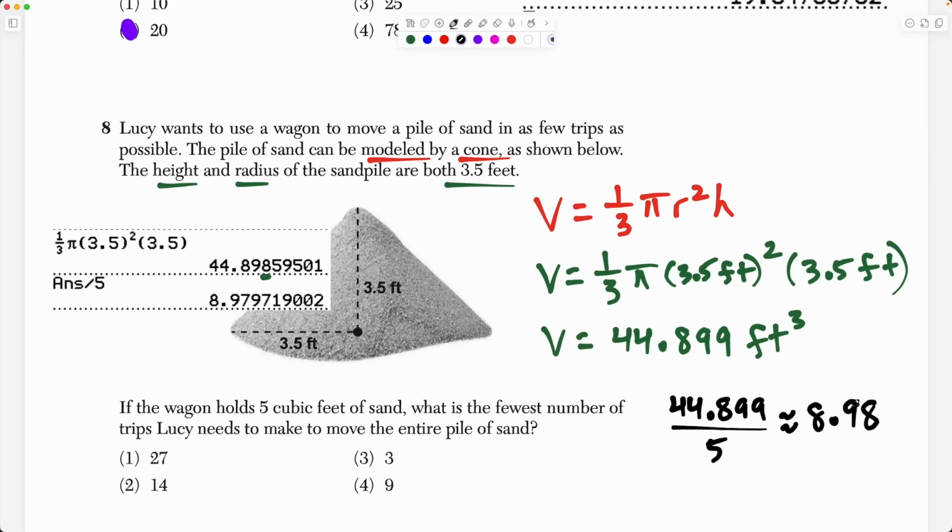She's not going to make a fraction of a trip. She's going to need to make 9 full trips here. So even though she doesn't get a full wagon on the last one, she's just a little short of having the wagon full up to 5 cubic feet. It's still going to take her a 9th trip. So we're just going to round here to 9, and that's going to work out to choice 4.